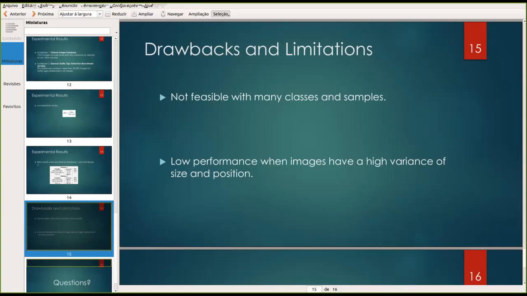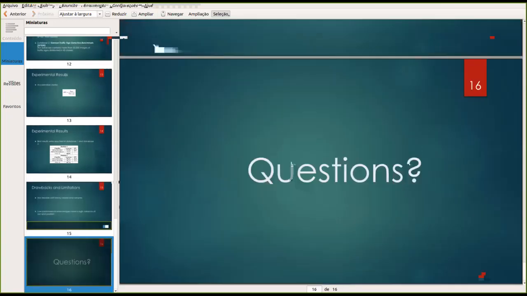The method shows low performance when images have a large variance of resolution and quality. That's all.